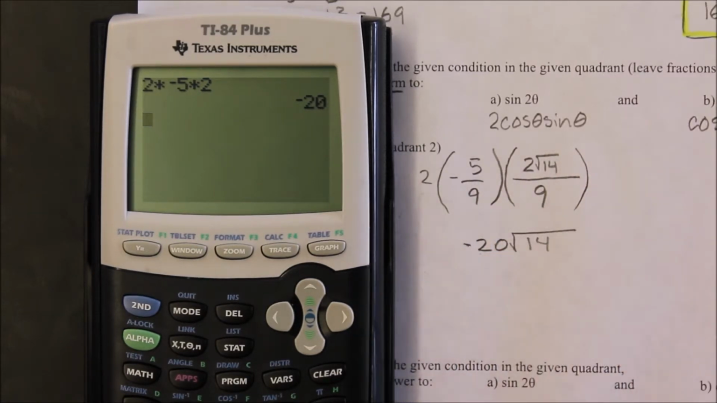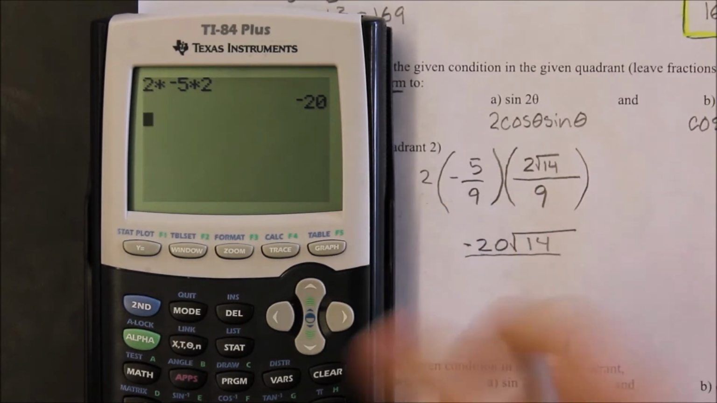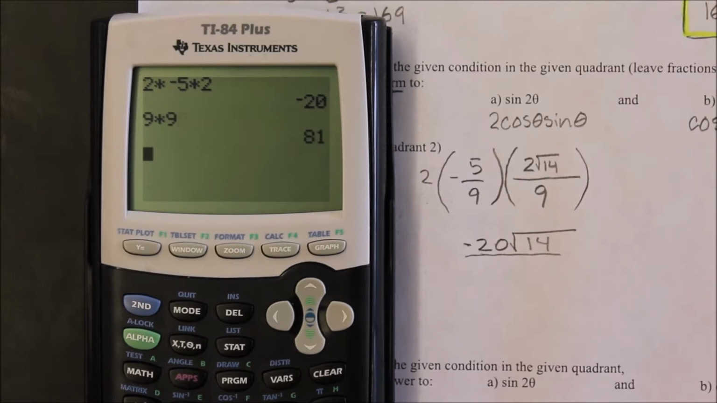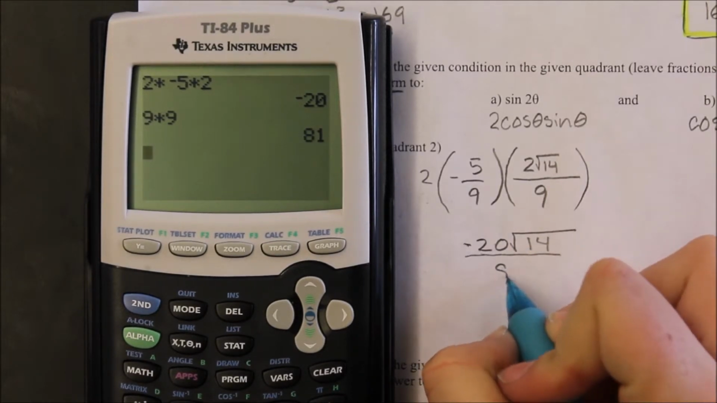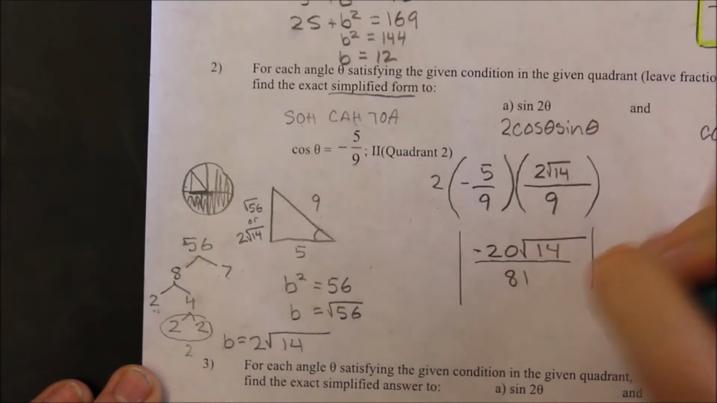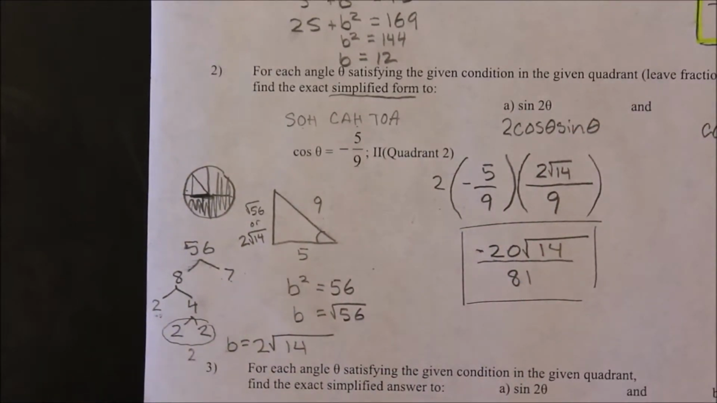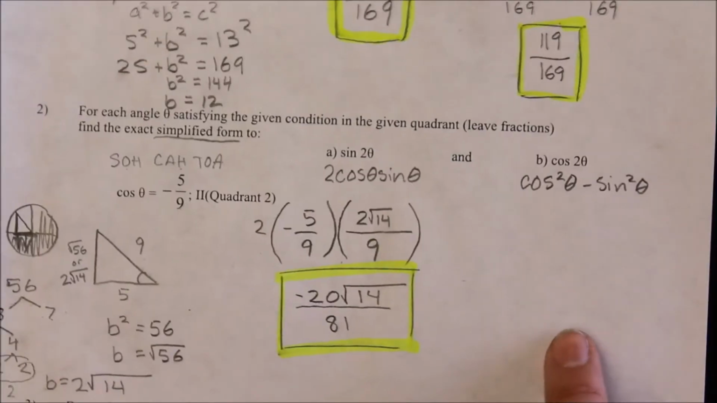You do not multiply -20 times square root of 14. Just keep it as that. And the bottom is multiplied, which is 9 times 9, 81. Once again, that would be the simplified form, so you would end there. But sometimes there are times it could be simplified some more, so make sure you always check it.